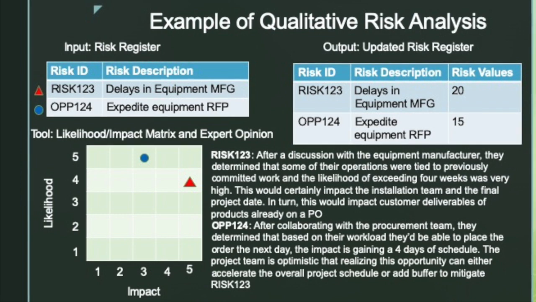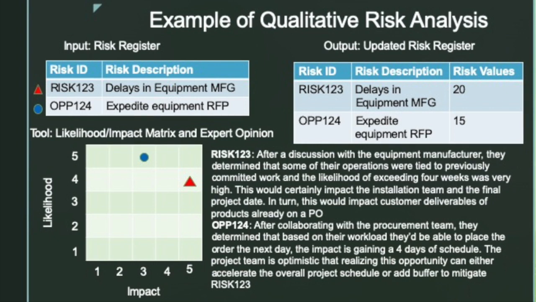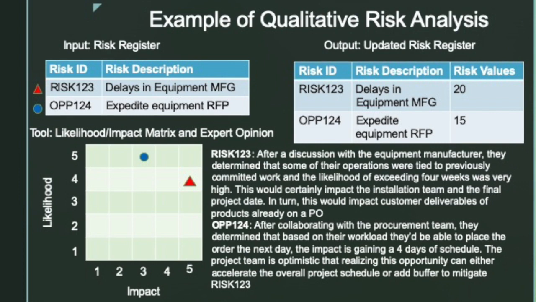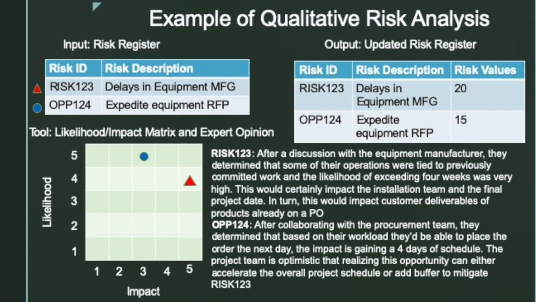With this information, we can update the risk register. And if you notice, now we have an additional column, which is risk values. In the case of risk 1, 2, 3, we have a likelihood of 4 times an impact of 5, which gives us a risk value of 20. And then in the case of opportunity 1, 2, 4, we have an impact of 3 and a likelihood of 5, which gives us a risk value of 15. With this information, we can prioritize our risk 1, 2, 3 with a higher value than our opportunity 1, 2, 4.